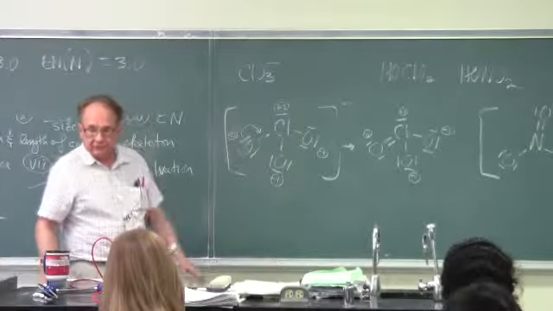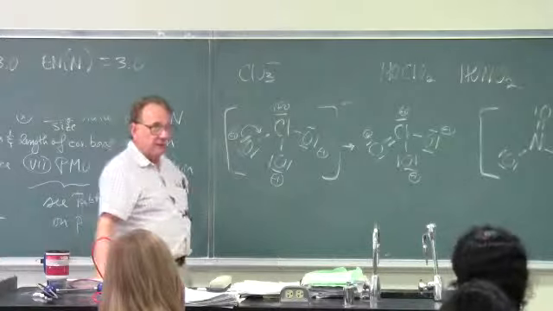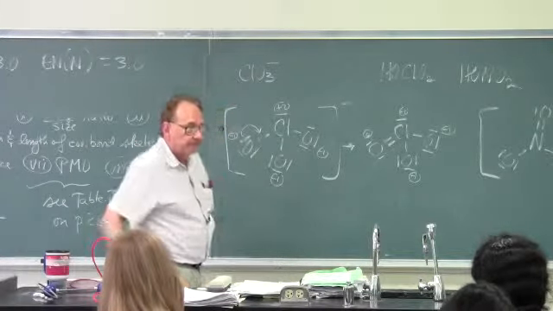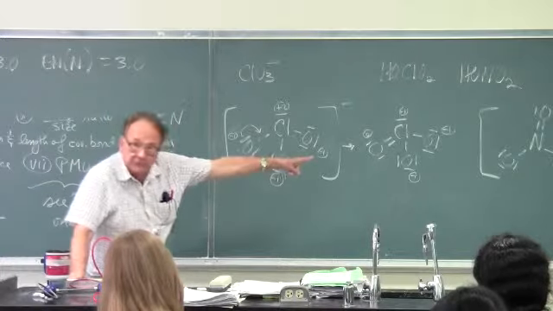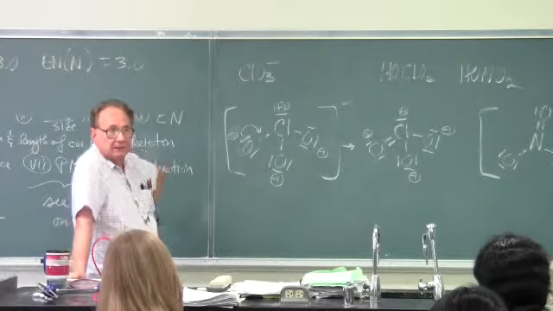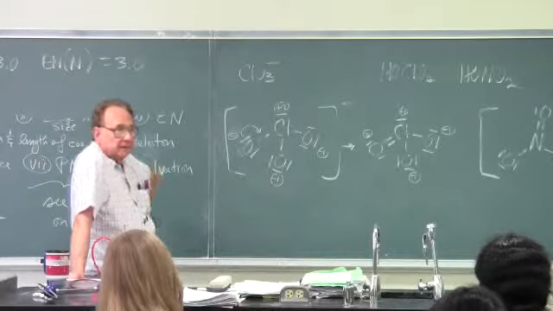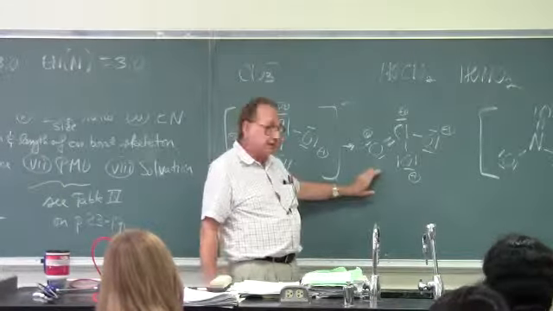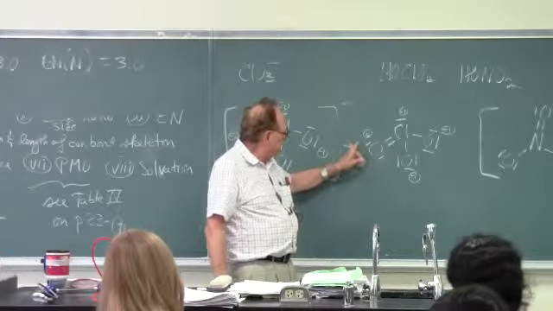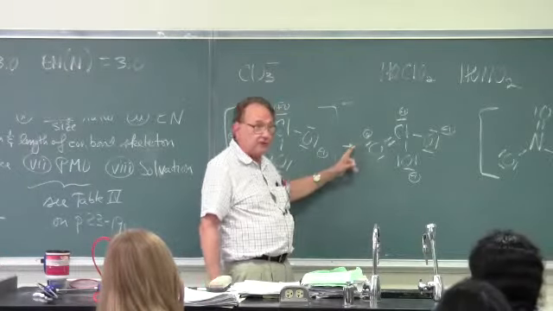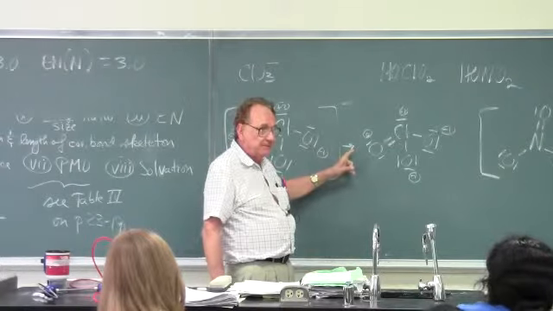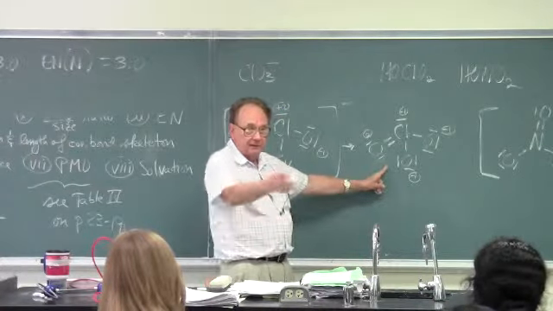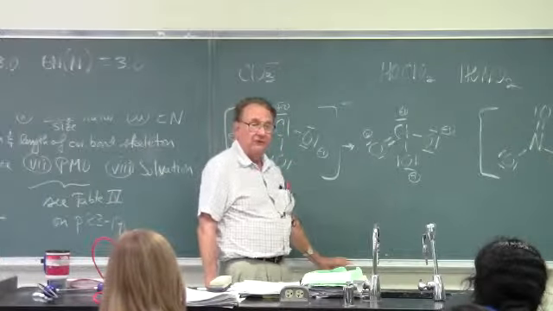Which of these pictures do you prefer? And on what basis? Is this an acceptable Lewis picture? Well, we got the formal charges up here. We've reduced the degree of formal charge distribution, haven't we? But I ask, is this an acceptable Lewis picture? I see a head shaking no. Why do you say no?